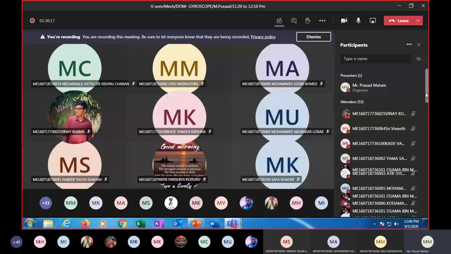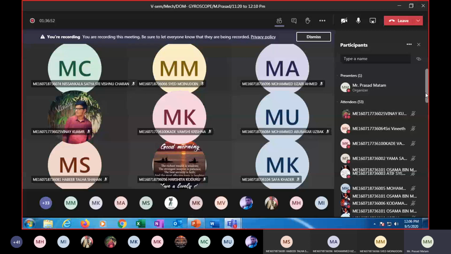In the first unit you have two topics: static analysis and dynamic analysis, and gyroscope. Static analysis of slider crank mechanism, static analysis of 4-bar mechanism, dynamic analysis of slider crank mechanism, dynamic analysis of 4-bar mechanism, and gyroscope. In gyroscope, we have the derivation of the gyroscope, which I did today and yesterday, and the gyroscopic effect of the ship, aeroplane, two-wheeler, and four-wheeler. Four classes are still pending.